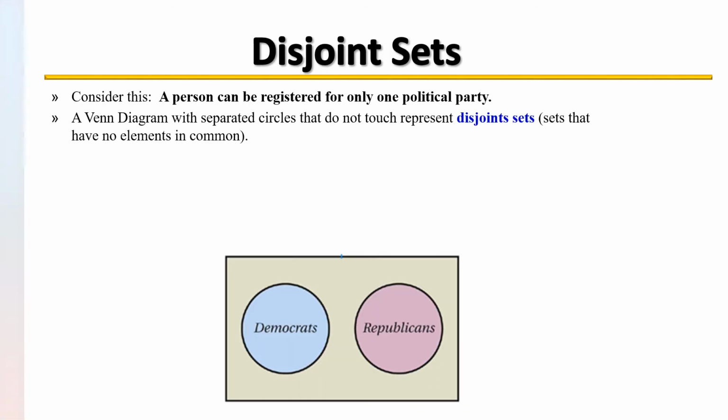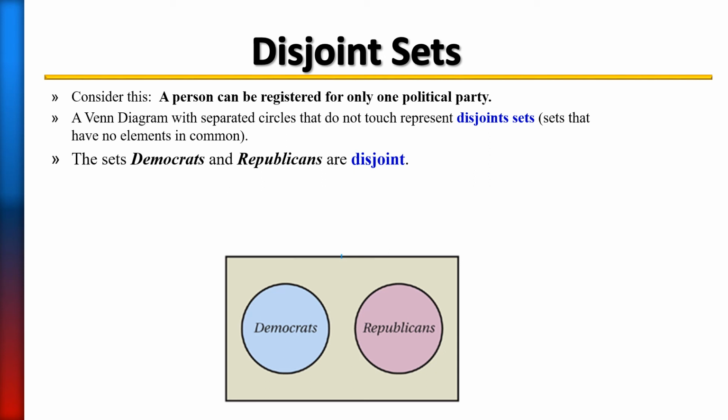Here's another way Venn diagrams are used to illustrate the relationships among sets. A person can be registered for only one political party. That political party can be Democrat or Republican, or it could be other affiliate parties such as Libertarian, Green, Constitution, Socialist, and so forth. But we're going to just focus on the two main parties, which are the Democrats and Republicans.